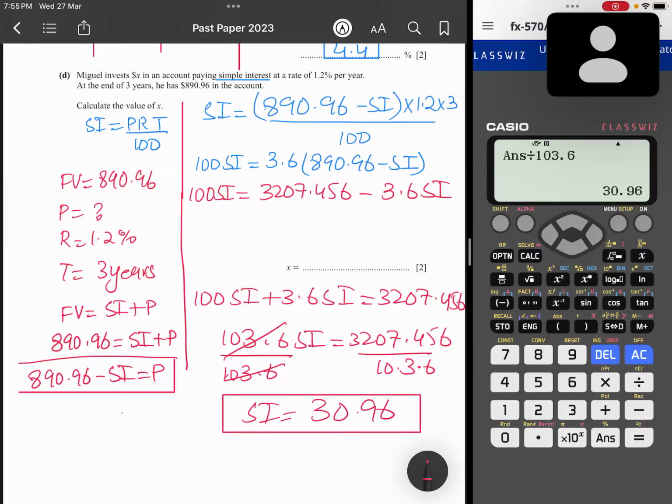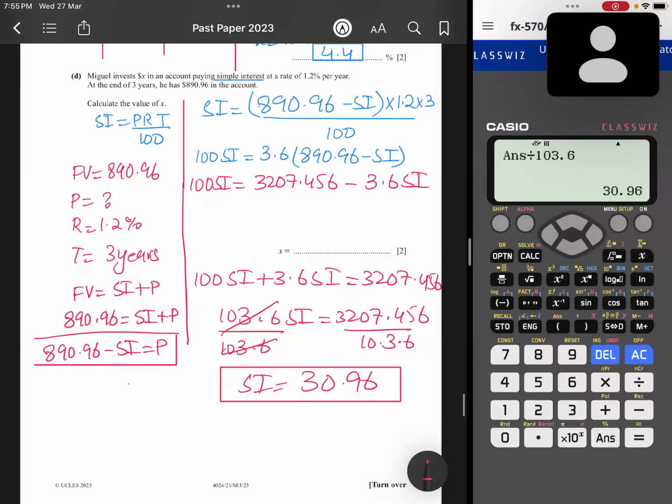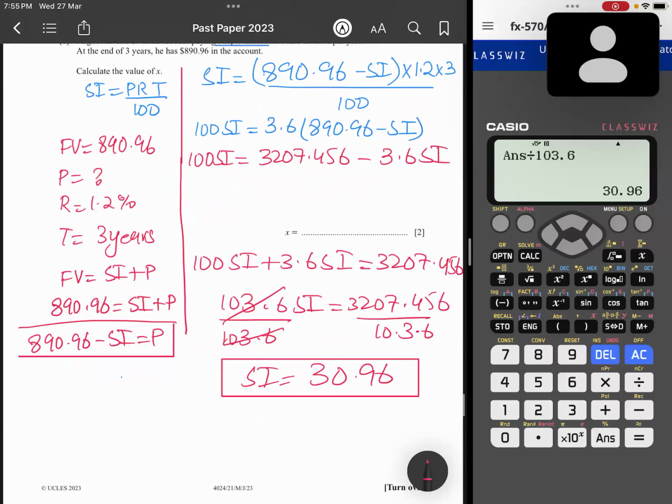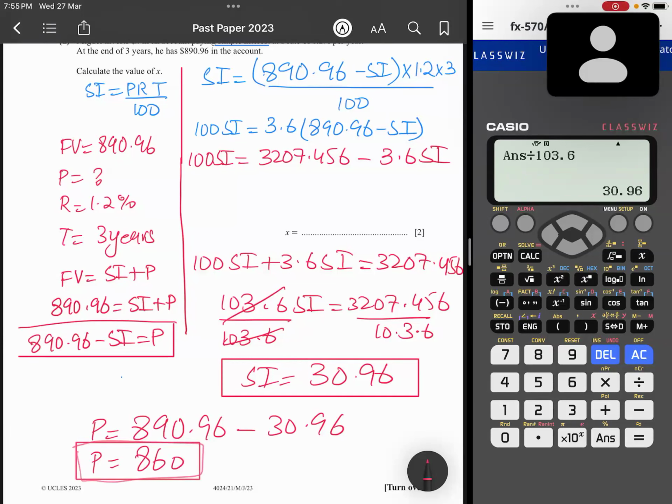That is simple interest. Calculate the value of his investment. So minus it. So principal would be what? 890.96 minus 30.96. So principal would be what? 860. So 860 is the amount he invested. So this working is for a 2 marks question.